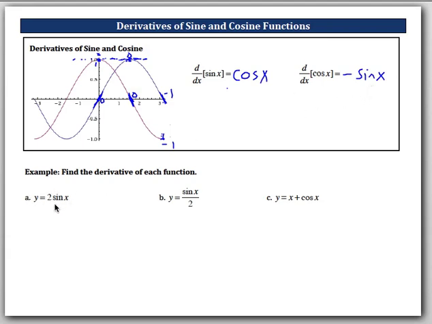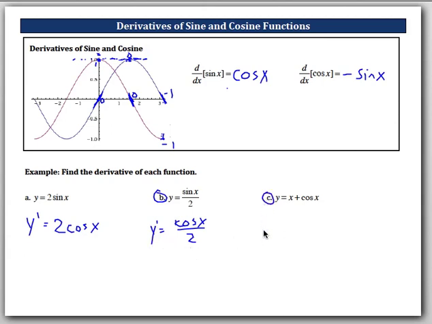So let's go ahead and find the derivatives here. We have y equals 2 sine x. We know the constant means that this just stays as 2, and then the derivative of sine is cosine. So we get 2 cosine x. In letter B, try this one on your own. All right, you should have gotten cosine x over 2.